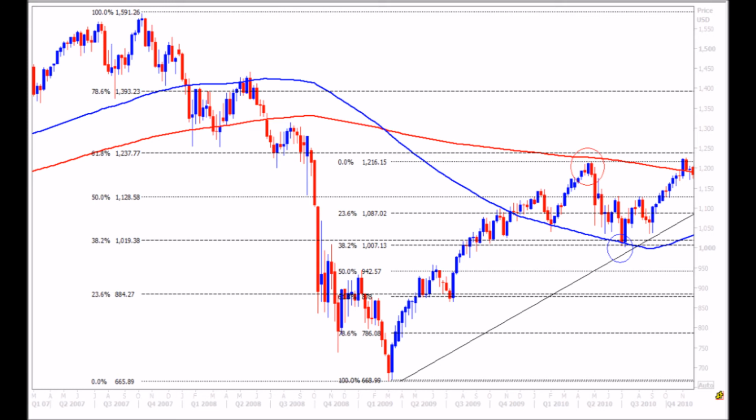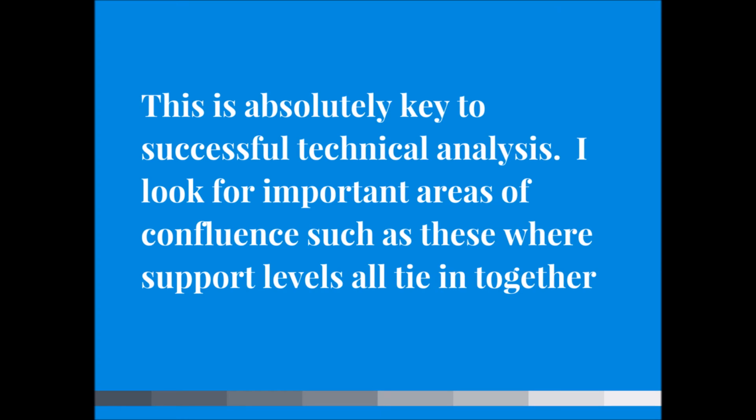On the second test of the 100-week moving average as a support level, this also happens to be an important Fibonacci support. Check the blue circle. I've drawn a second set of Fibonacci lines at the first peak. Not only do we have the 38.2% Fibonacci support from the monthly lines at 1019, but also the 38.2% Fibonacci support line from the weekly chart at 1007. So this is absolutely key to successful technical analysis.